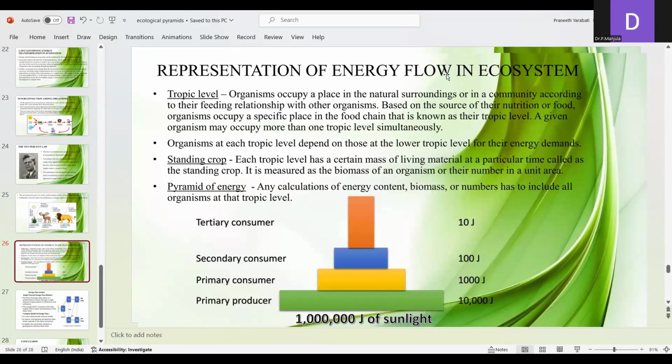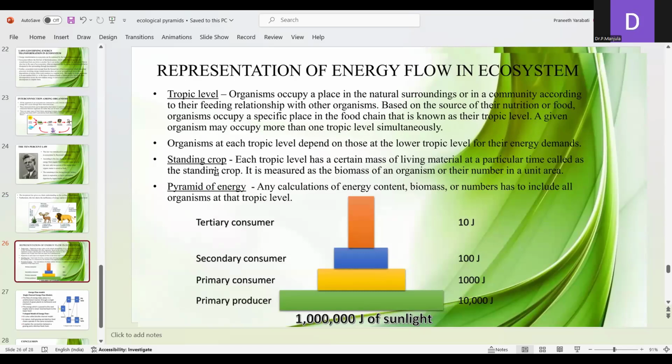Here is a representation of this energy flow in an ecosystem. Trophic level means that organisms occupy a place in the natural surroundings or in a community according to their feeding relationship with other organisms. Based on the source of their nutrition or food, these organisms occupy a specific place in the food chain, which is known as the trophic level. A given organism may occupy more than one trophic level simultaneously. Organisms at each trophic level depend on those at the lower trophic level for their energy demand.